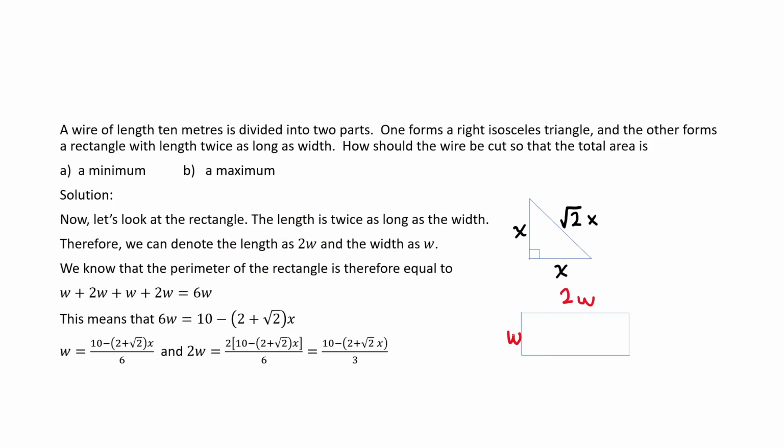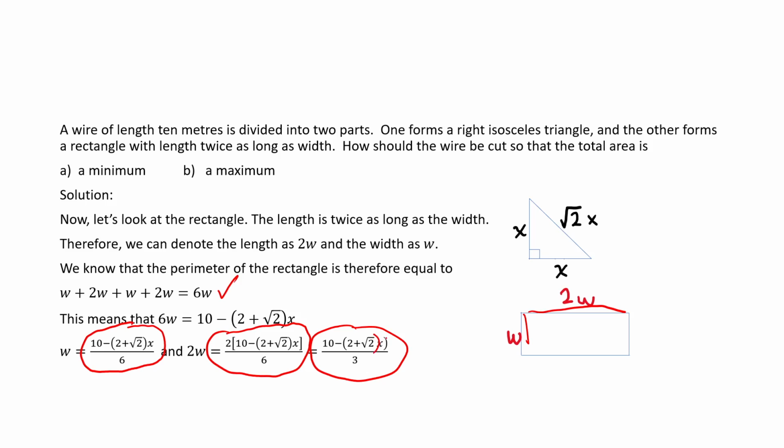Now, fortunately, they told us that the length and width there are a 2-to-1 ratio. So we're going to let the width be w, we'll let the length be 2w. And so we'll know that the perimeter of the rectangle is actually 6w, w plus 2w plus w plus 2w, meaning that w will actually equal 10 minus the quantity 2 plus root 2 times x, over 6. And 2w will equal 2 times that quantity, which can simplify to 10 minus the quantity 2 plus root 2 times x, again, there's a bracket in a wrong spot there, divided by 3. Okay, so just sort of pay attention. There's been a couple little typos here about where those brackets belong. Okay, so we know what w equals, we know what 2w equals. In other words, we know the length and the width of this rectangle.